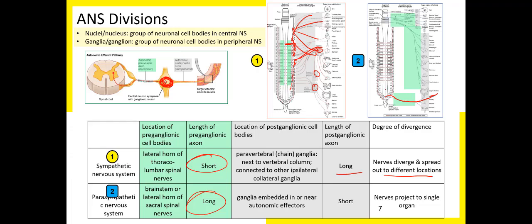If you look at the parasympathetic nervous system, the cell bodies of the postganglionic nerves are located either very close to the target effector, or right in the walls of the target organ. So the axons of this second postganglionic neuron in the parasympathetic nervous system are short. And they just end up projecting to one organ. So they do not diverge at all in the parasympathetic nervous system. I'll explain more as we go along.